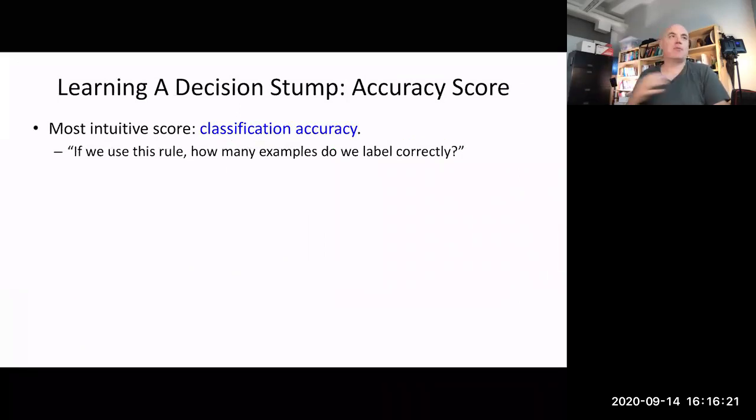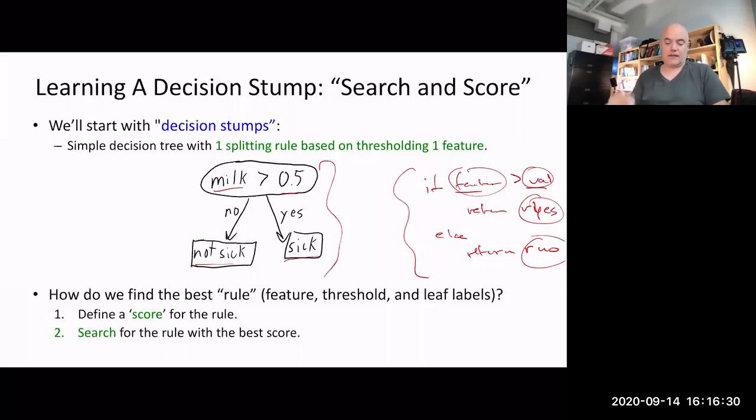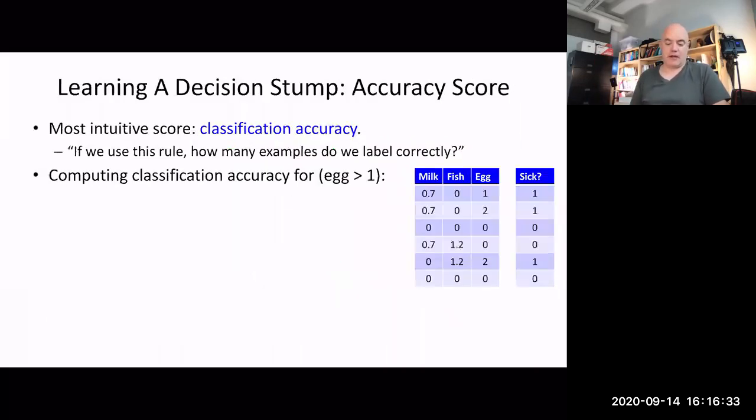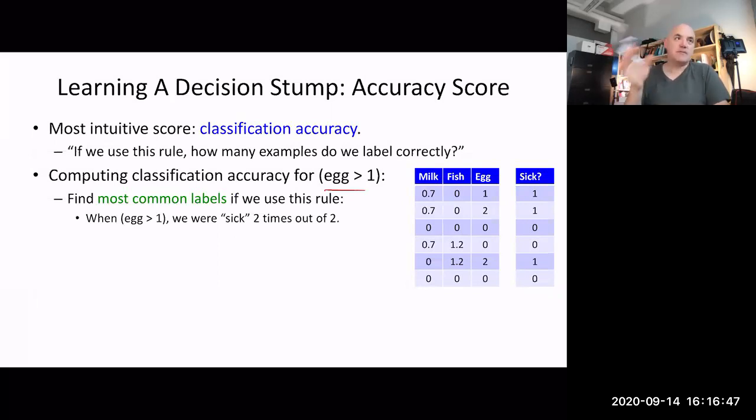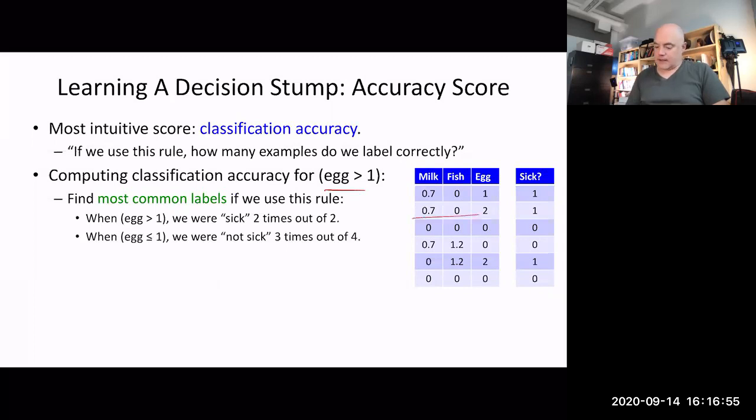So here is a super obvious score, classification accuracy, right? I'm going to hand you a rule that looks like this, or like this. If we use this rule, how many examples do we label correctly? This is really obvious, but let's do it anyways. So if we compute the classification accuracy for this rule, egg greater than 1, where we take the mode of each split as the label that we should predict, okay? So when egg is greater than 1, egg is greater than 1, egg is greater than 1, okay? So we should predict 1, right?